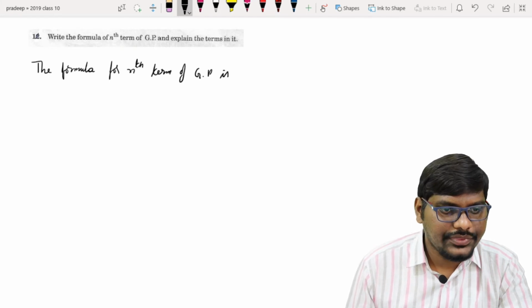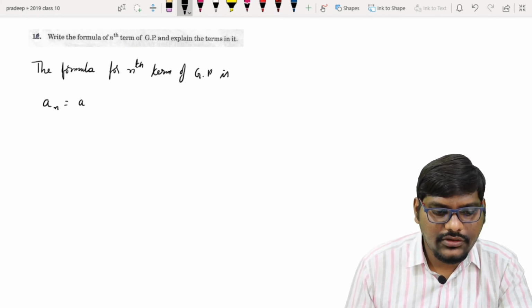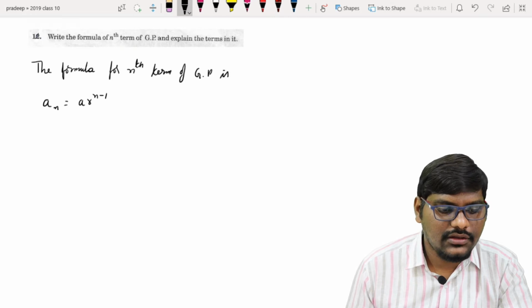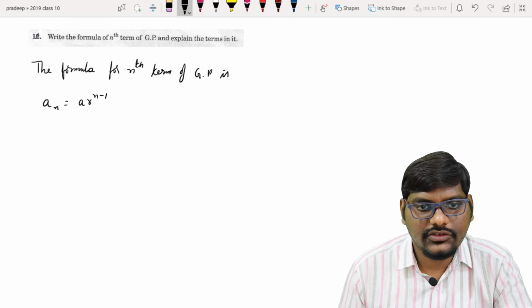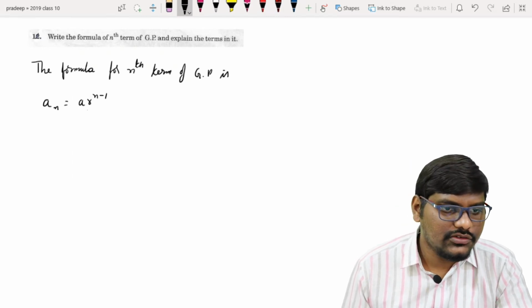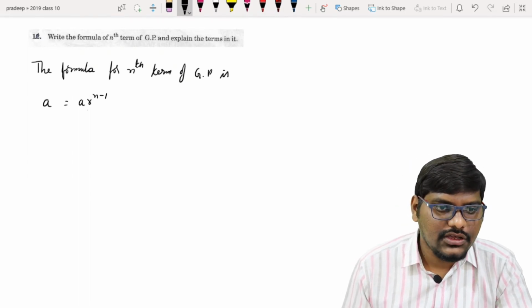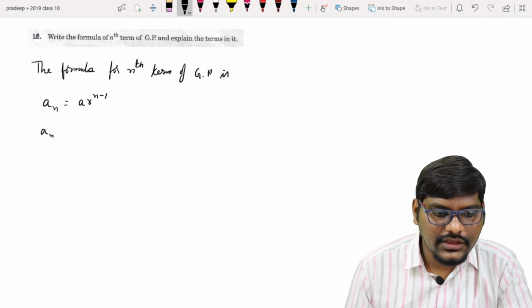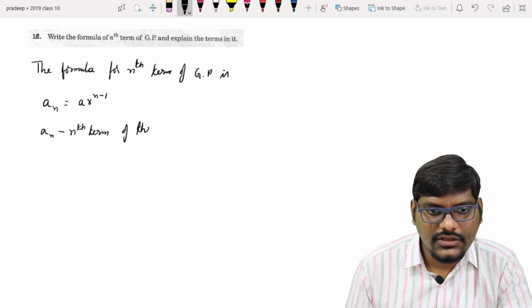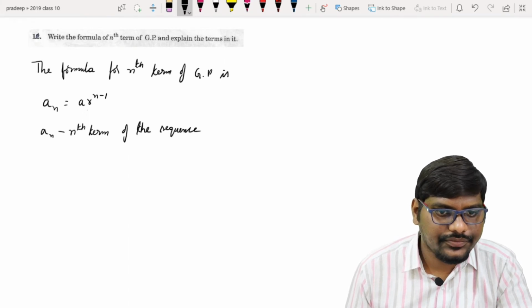So that is an equal to ar power n minus 1. So we even have to show this. We wrote the formula and they are also asking explain the terms in it. So we have to explain what are the terms here. So we'll write that. So now I can write an is nothing but it is representing nth term. Right? Nth term of the sequence, or we can write nth term of the GP.